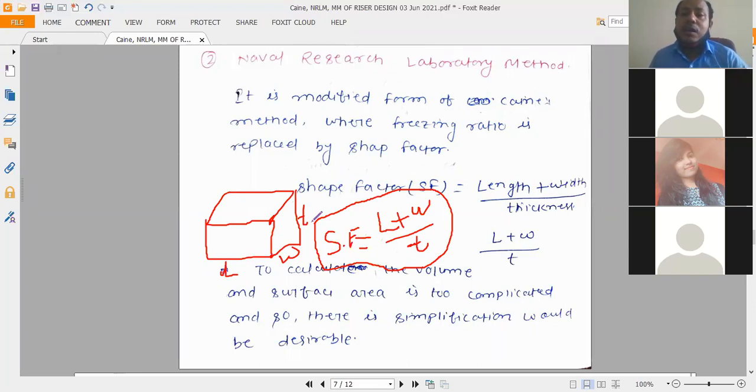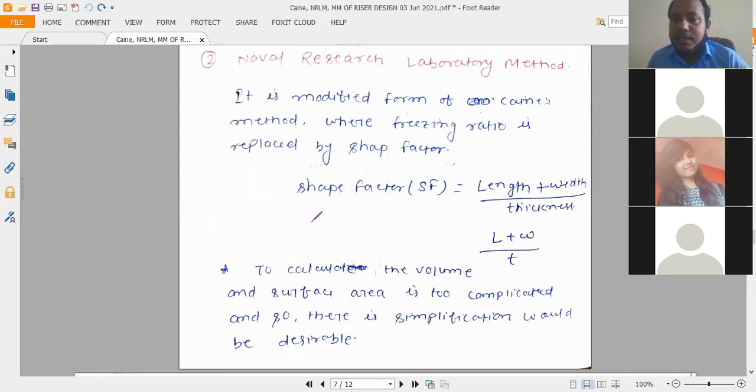So this method will also be adopted, but the ratio of the volume with respect to shape factor is determined by the laboratories, and the laboratory has produced the graph table which I will show you later after this slide, how the shape factor will vary with respect to volume ratio. So the shape factor can easily be determined by the given casting size. If the casting size is given, you simply apply length of the casting plus width of the casting divided by thickness, and it is the shape factor.